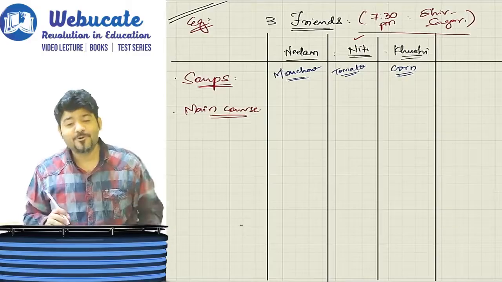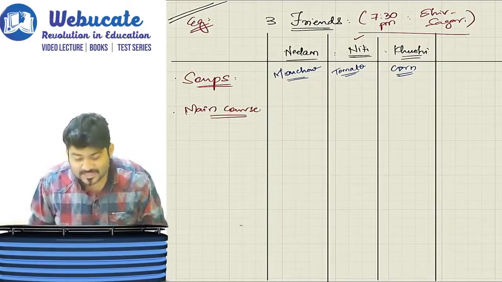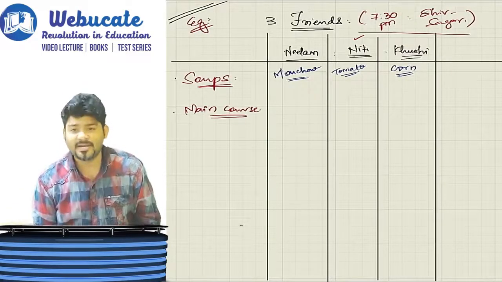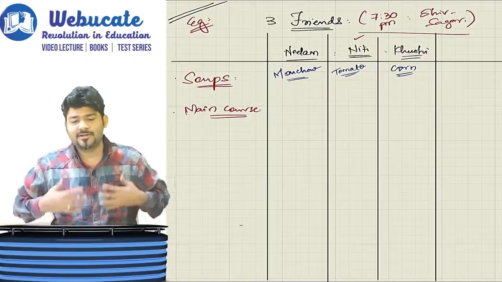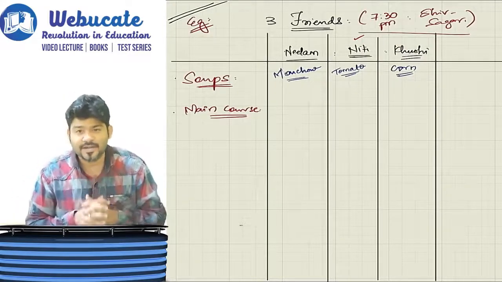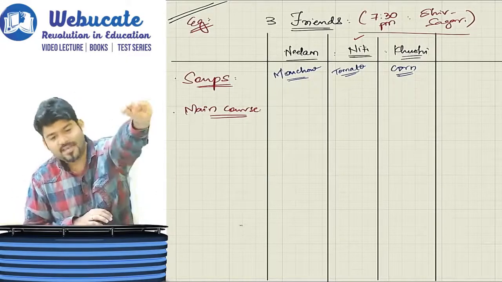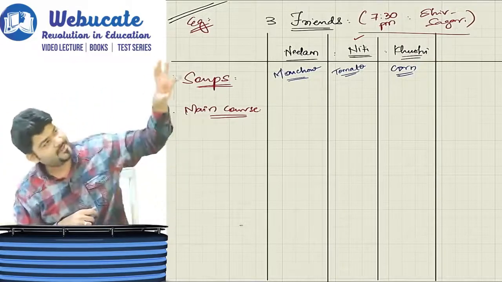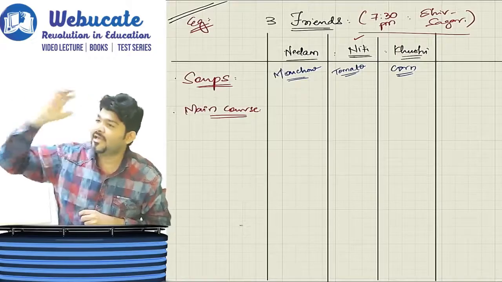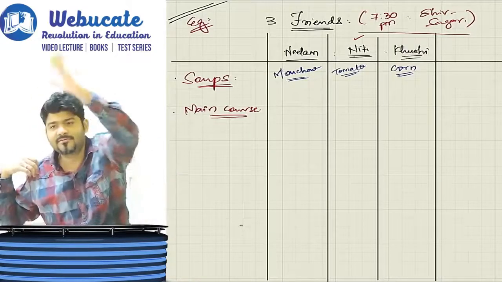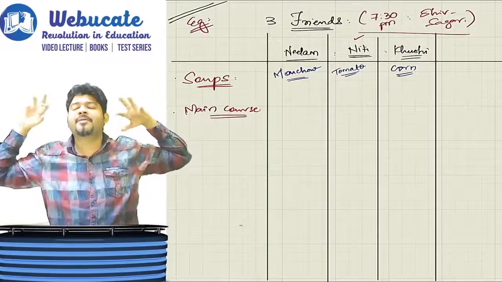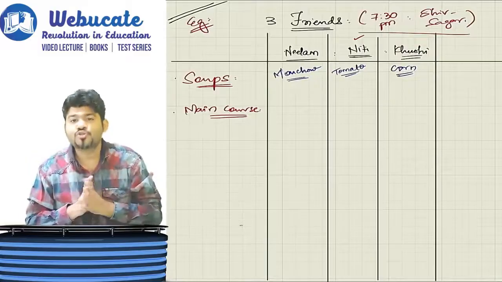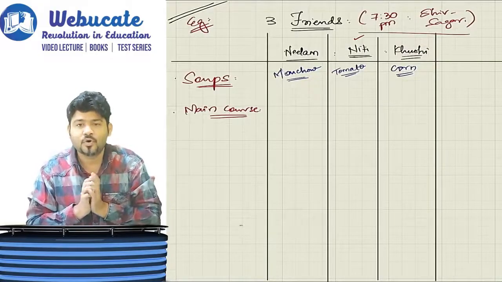Tell me, what are you going to have for the main course, Neelam, Neeti and Khushi? Now when I asked them that, they started discussing and it almost ended in a fight. One is saying, I will have paneer ki sabji. One is saying, no, I will have rice. One is saying, I will have dal. One is saying something else. They are very much confused. What should they order for their main course?